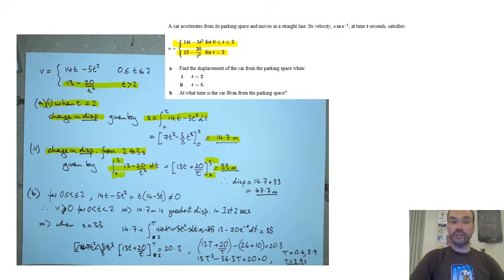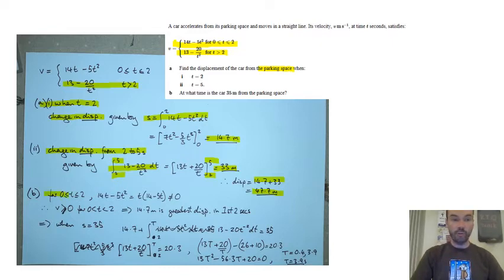How far was it from the parking space? How far was it from the original parking space? Add your two answers together now. 14.7 after 2 seconds, another 33 after another 3 seconds. At what time is the car 35 meters from the parking space? Right.